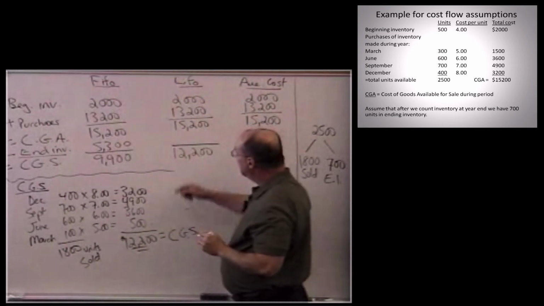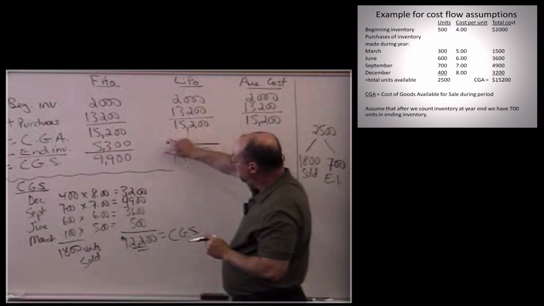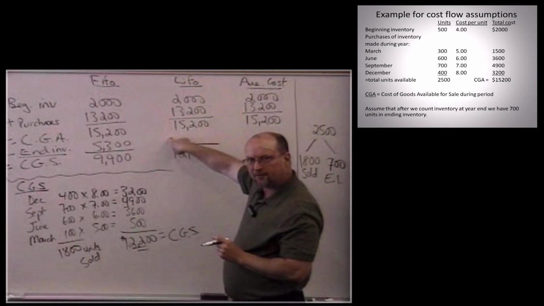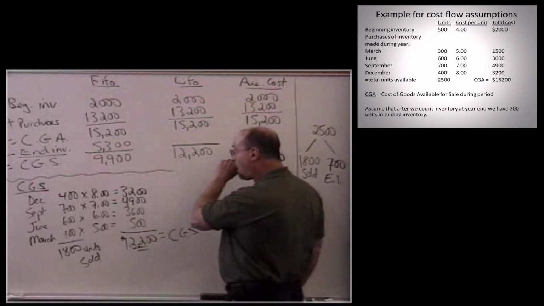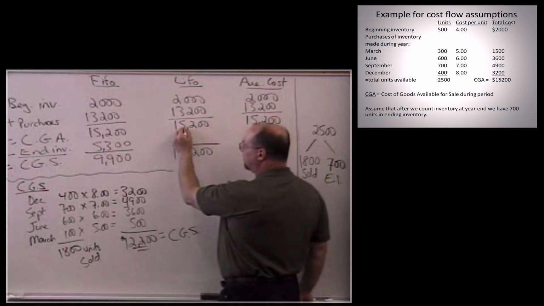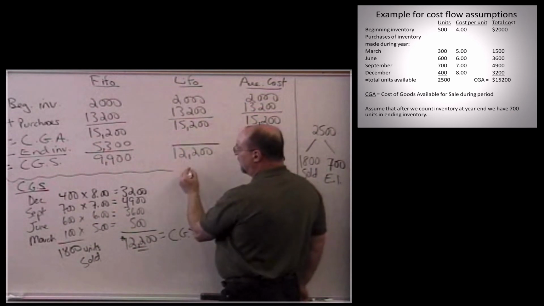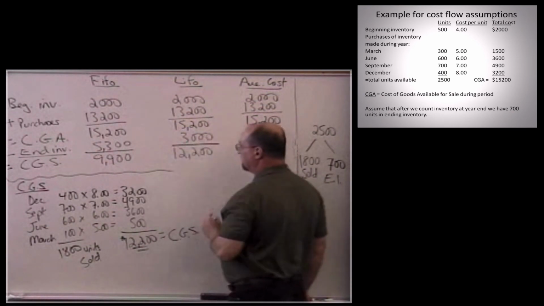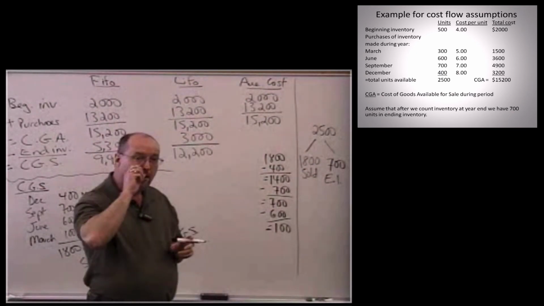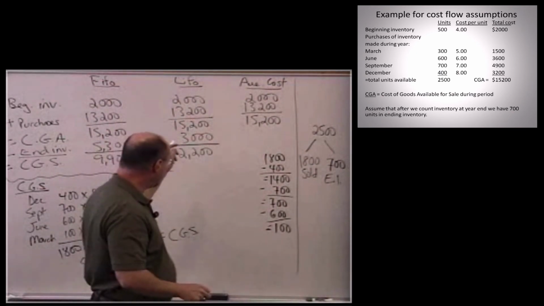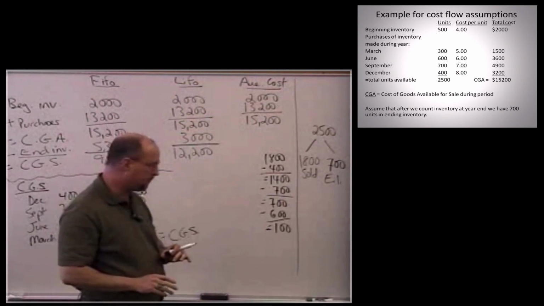All right? 15,200 minus X, ending inventory, gives us cost of goods sold. Okay? Well, ending inventory, therefore, is 15,200 minus 12,200, which is $3,000. That's my ending inventory. Okay? And again, we're going to prove that 3,000 is an accurate number.